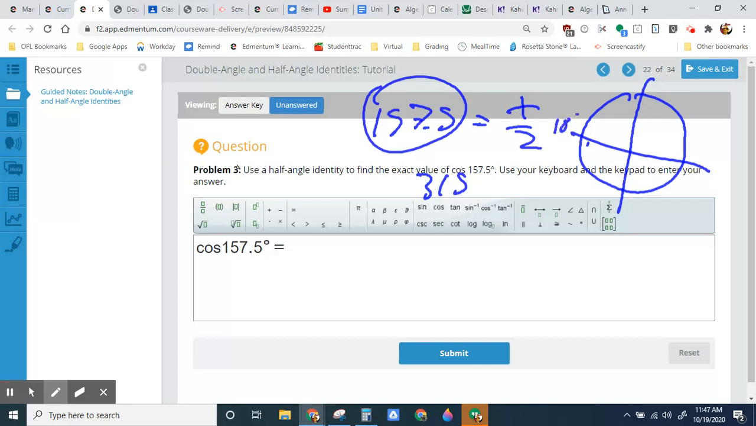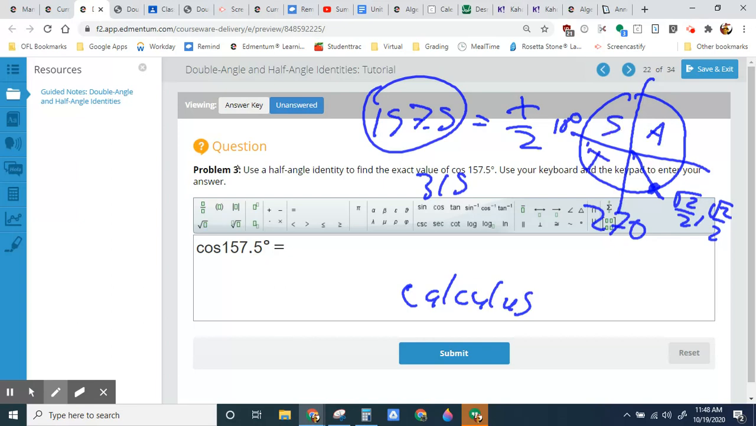It sounds complicated, but 315, think of it this way. This is 180 degrees. If you add 90, you're going to go to 270. So 315 is 45 degrees, but just in quadrant 4. So we know it's square root of 2 over 2 comma square root of 2 over 2, but it's in quadrant 4. So remember, quadrant 4 is calculus. All students take calculus. So that means that the cosine is positive, but the sine is negative.